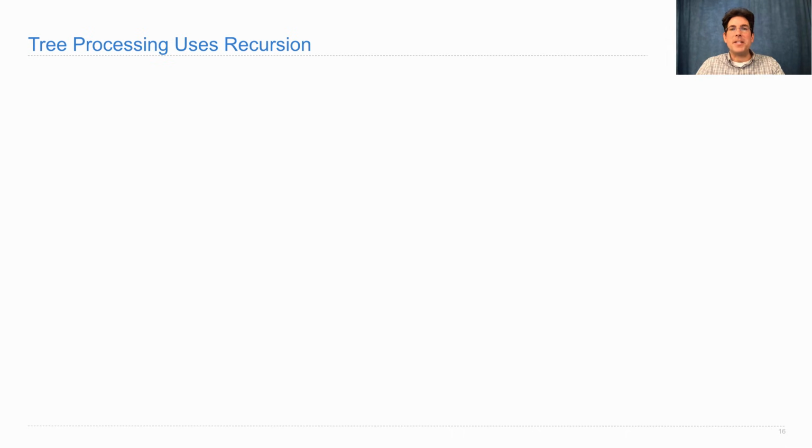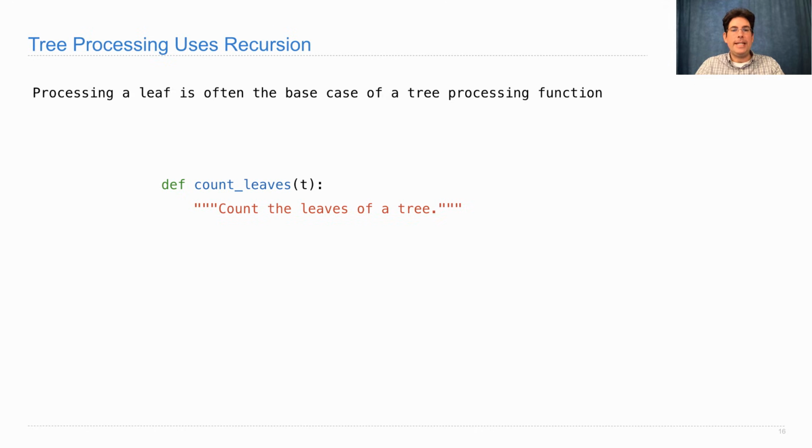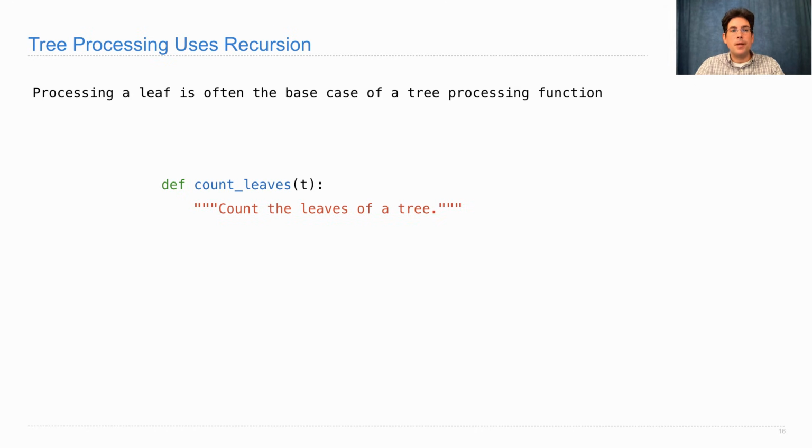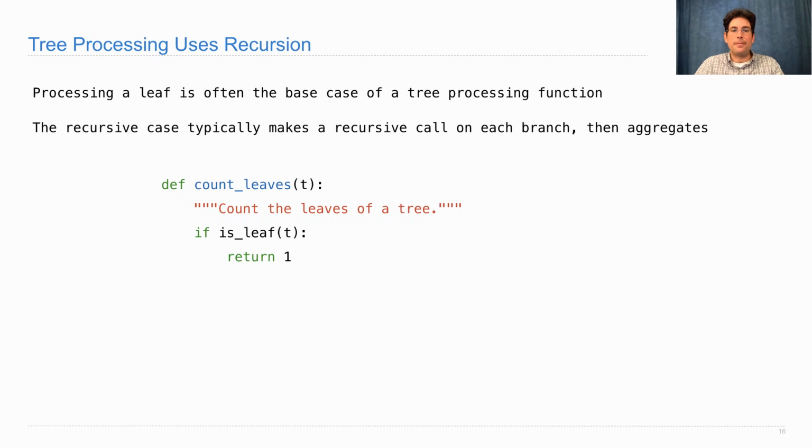Oftentimes, we'll write functions that take in trees and do interesting things with them. Here's a not so interesting thing as a simple example. If I want to count the leaves in a tree T, I'm going to write a tree recursive function. Processing a leaf of a tree is often the base case of a tree processing function. Here, if T is only a leaf and I count the leaves, there's one leaf.